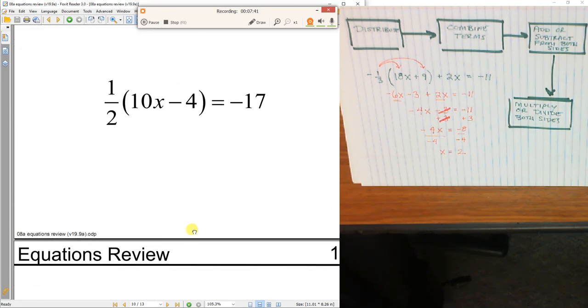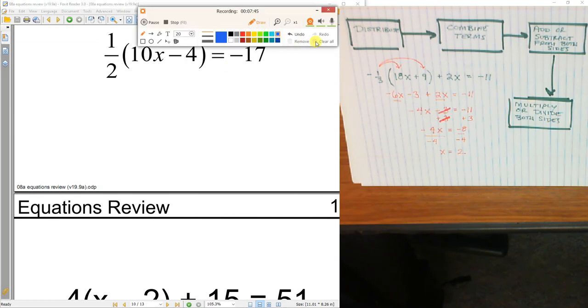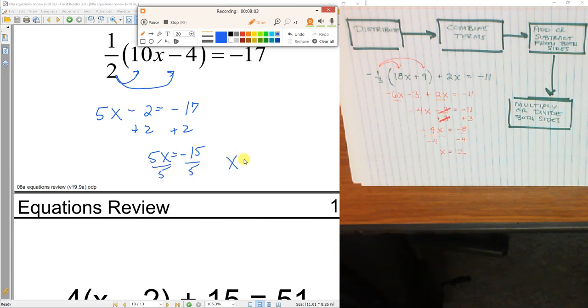Where am I? I think this is the next one. Okay, I'm going to do some distribution. Half of 10 is 5, so I have 5x minus 2 equals negative 17. Adding 2 to both sides, 5x equals negative 15. Dividing by 5, x equals negative 3.